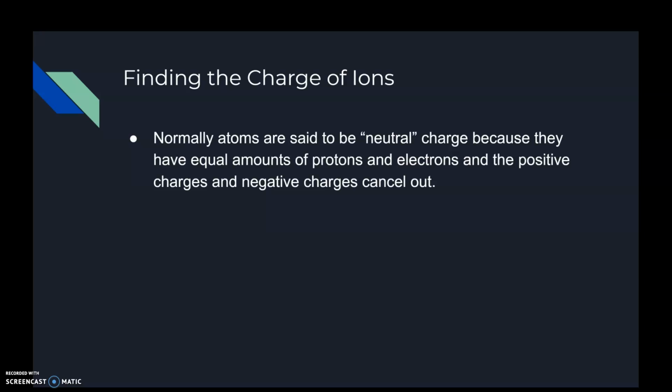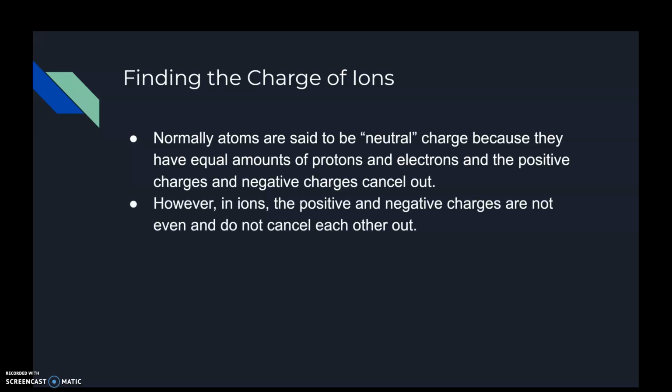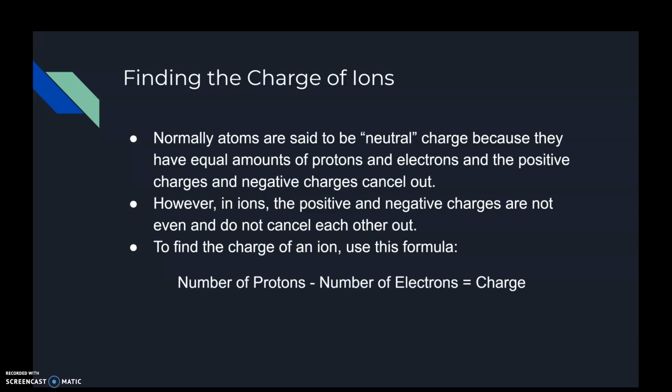To find the charge of ions. Normally, atoms are said to be neutral charge because they have equal amounts of protons and electrons, and the positive charges and negative charges will cancel out. However, in ions, the positive and negative charges are not even and do not cancel each other out. To find the charge of an ion, you will use this formula. Number of protons minus number of electrons will give you the charge. The answer can be negative.